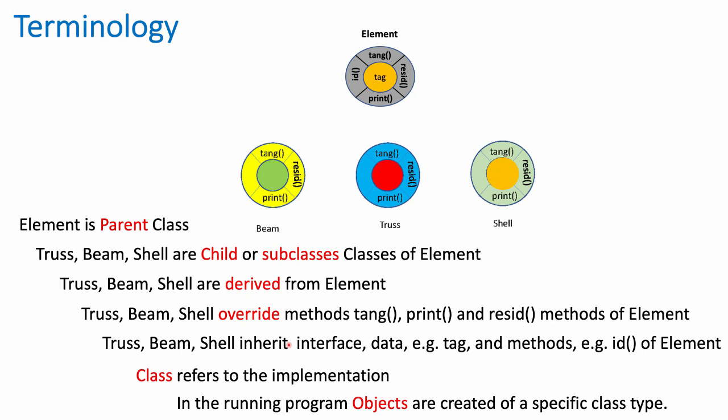Now quickly some terminology I'll be using throughout. The element is considered the parent class. The truss, beam, and shells are called child classes or subclasses of the element class. Truss, beam, and shell are also derived from element. Truss, beam, and shell override the methods tang, print, and resid of the element. They inherit the tag and ID methods. And when I refer to a class, I'm referring to the actual implementation. When the program is actually running, it's actually objects that are created of a specific class type.